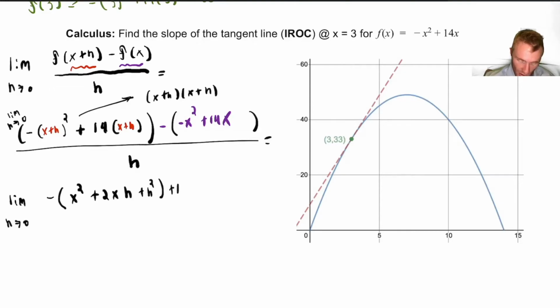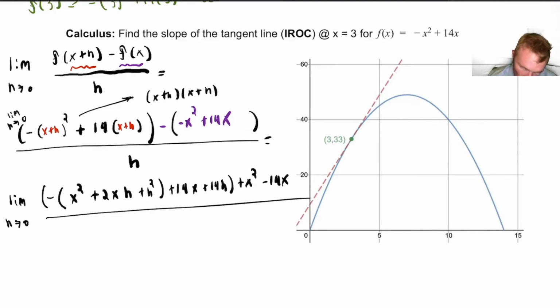Plus 14, going to distribute the 14. 14x plus 14h. Stick that all in parentheses. Now I'm just going to distribute this negative sign. Plus x squared minus 14x. This is the longest one, I promise. All of that over h.